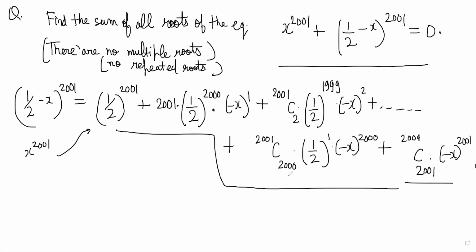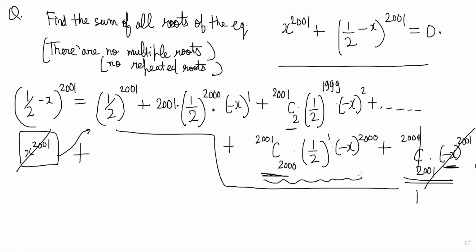If you don't know these values, this C term means combinations, choosing 2 out of 2001. The values of that we will learn in combinatorics, but you should be familiar with it if you know the binomial theorem. So adding x^2001 to this, what will happen? This term is 1 only, and this is minus x^2001, so this cancels this, right?